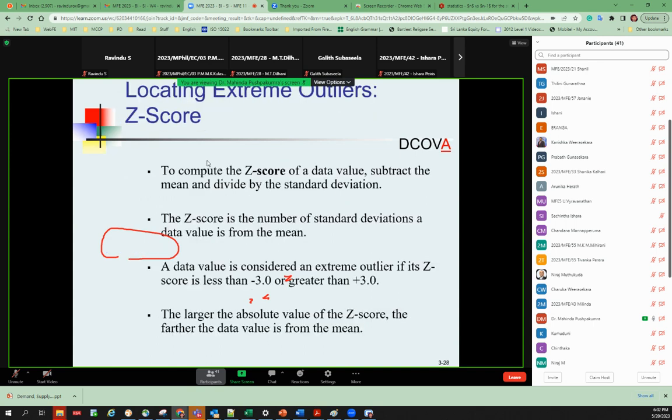Then we will move to the next concept, Z-score. Actually, this is not a descriptive measure. You can use the Z-score to identify outliers.